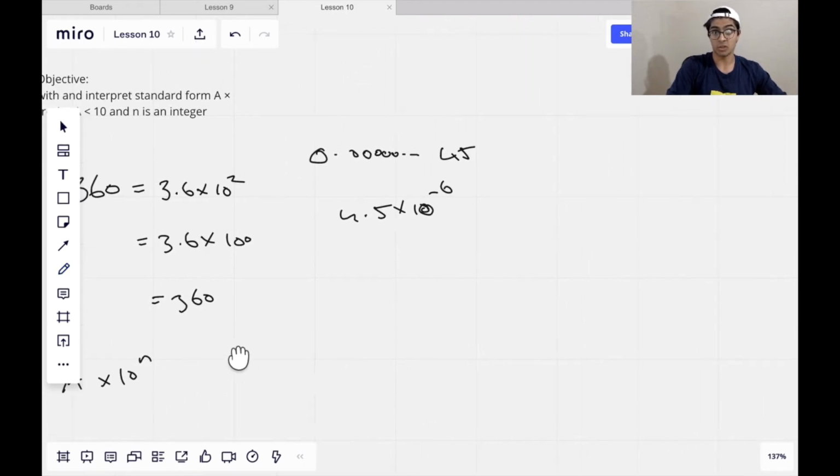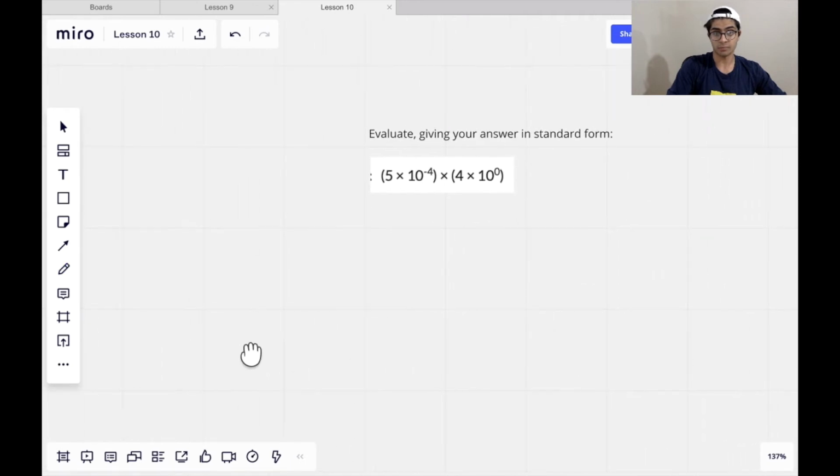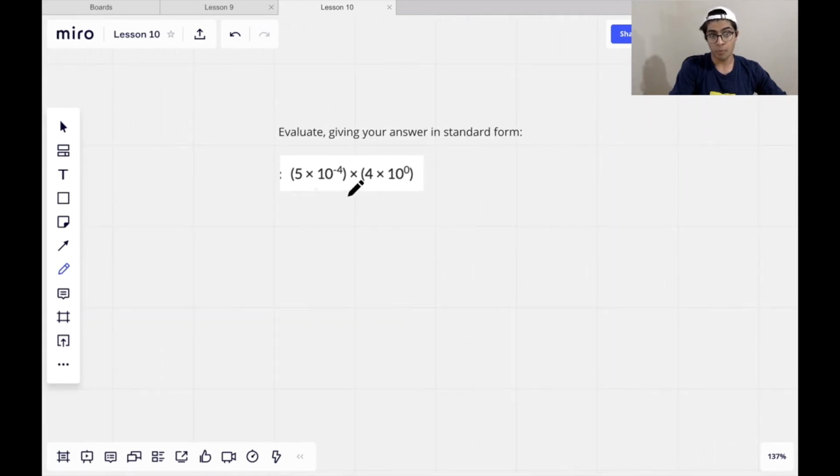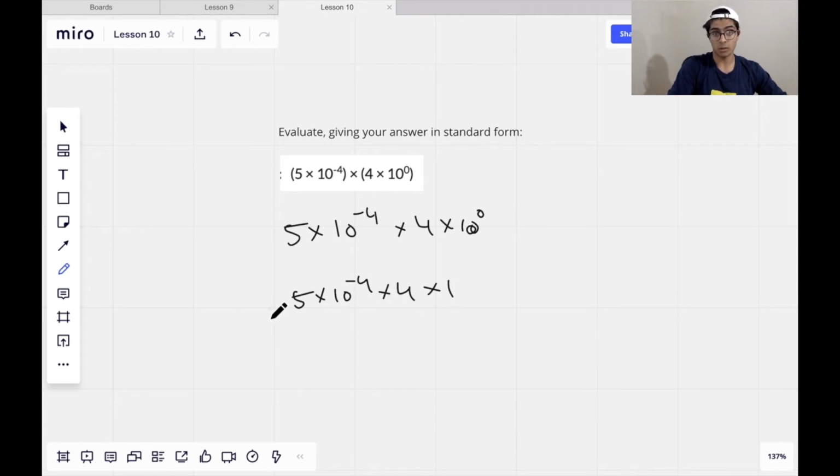So let's just do a question on it. This is in standard form, and this is already in standard form, but we have to evaluate the whole thing and give our answer in standard form. So this is saying 5 times 10 to the negative 4 times 4 times 10 to the 0. We remember from our indices video, 10 to the 0 is just 1, so that's 5 times 10 to the negative 4 times 4 times 1. Well, we can do 5 times 4, 20, times 10 to the negative 4.